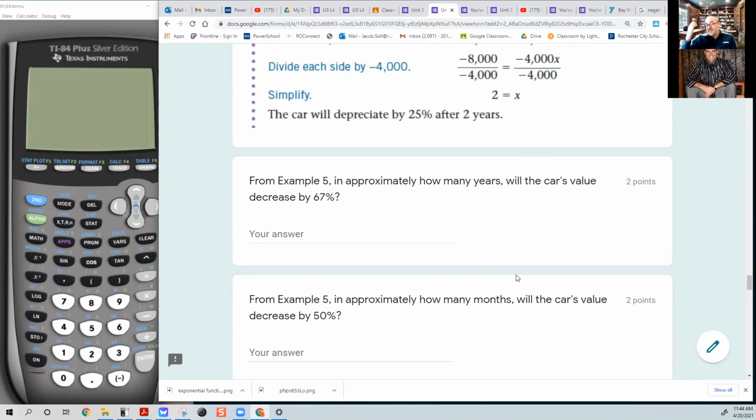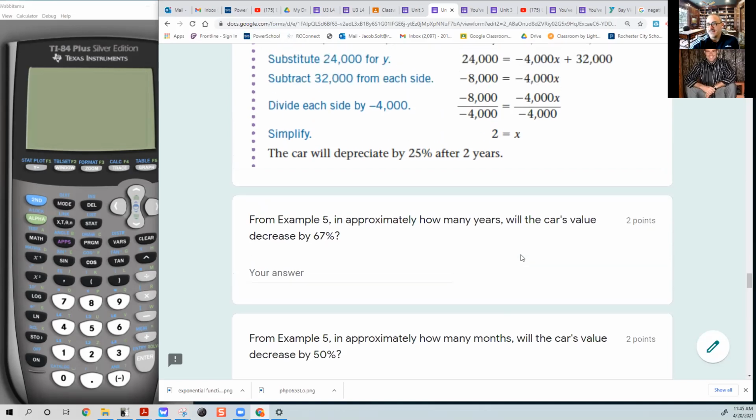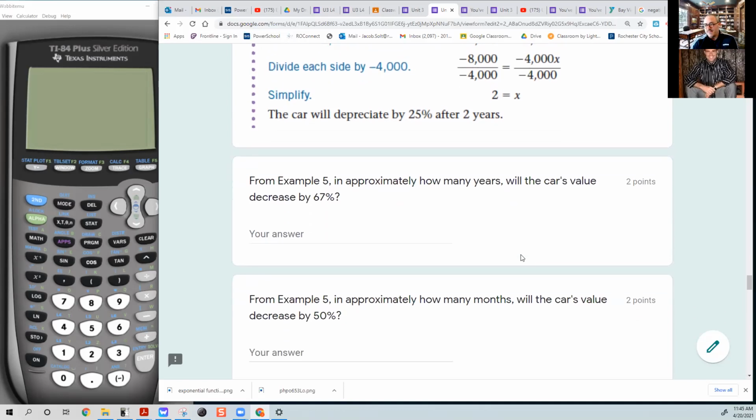All right. From example 5, in approximately how many years will the car's value decrease by 67%? I'm just going to give you a few seconds to think about this one. Let me just kind of work this one out, and I'm going to have you do the next one. Okay. So I just wanted you to think about it, and now I'm going to do this one.